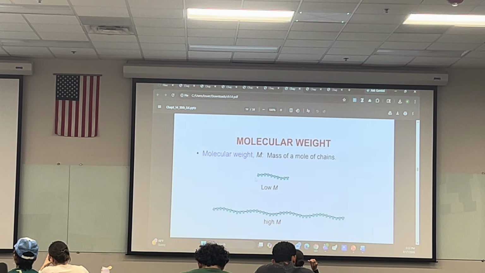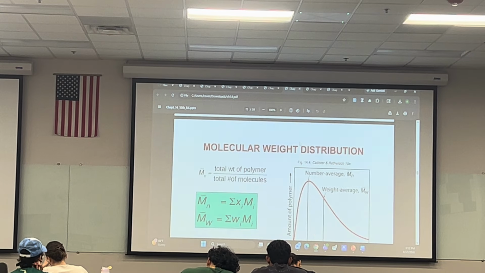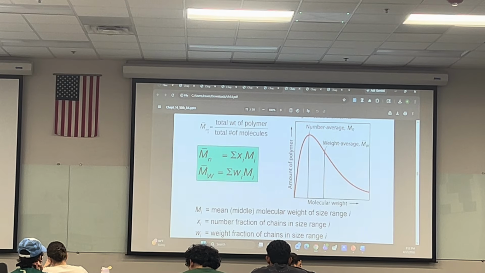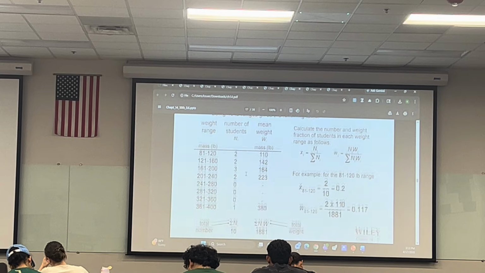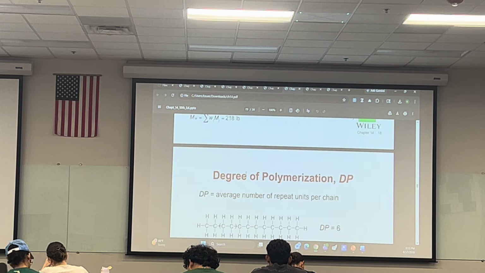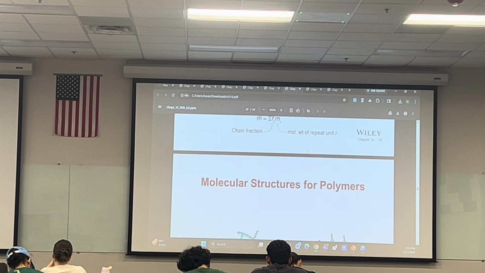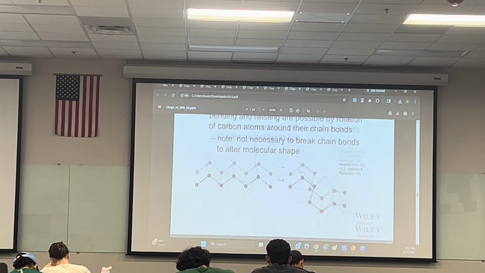The main concept about polymers is molecular weight. We talked about molecular weight in detail. We introduced two different ways of showing the molecular weight: number average and weight average. You should know them. And degree of polymerization, which is related to molecular weight. Molecular structure is just an introduction.